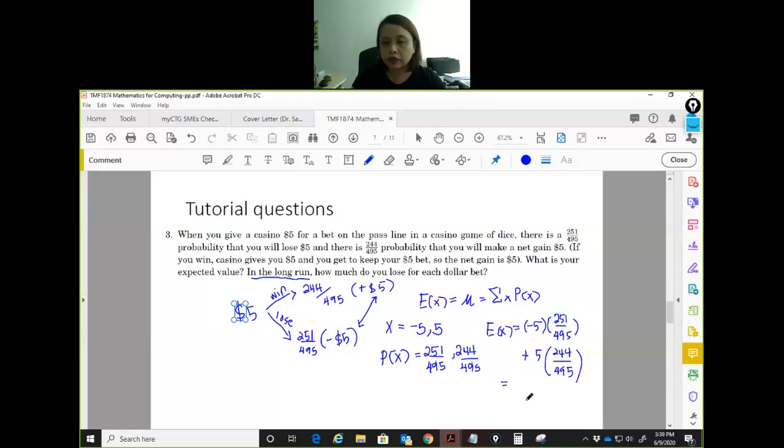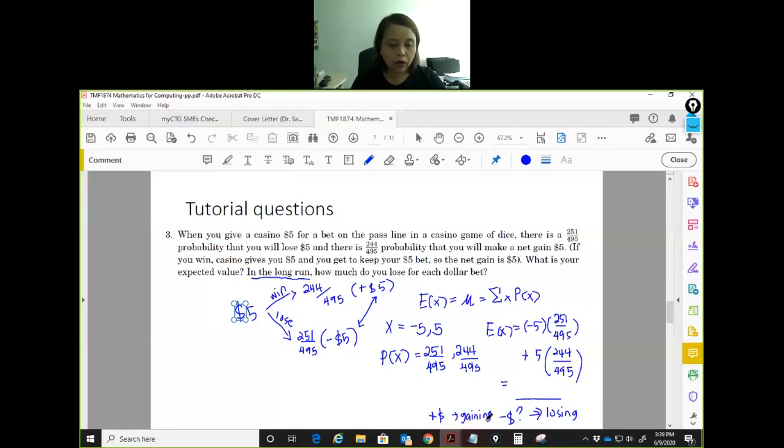Okay, take a screenshot. I don't know whether you get a positive or negative. Okay, so from there, if you get a negative value, this means that you are losing some money. If you get some positive value, then you are actually gaining.